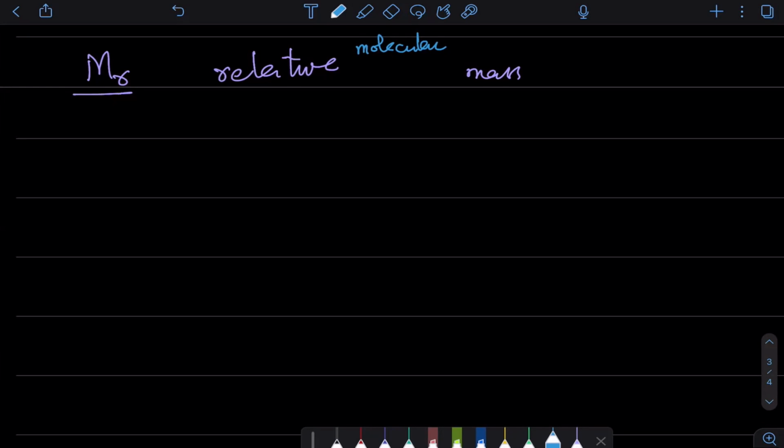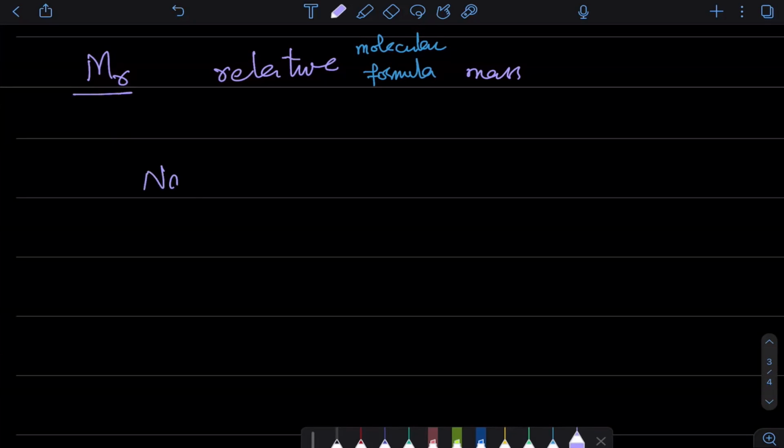But if it is for a giant structure, it could be sodium chloride, graphite, silicon dioxide, any giant structure, for that we will call it formula mass. So for molecules, relative molecular mass. For giant structures, relative formula mass. Okay. What will the method be? We will simply add everything up. So we'll make a list of all the atoms that are there, and then we'll add everything up.